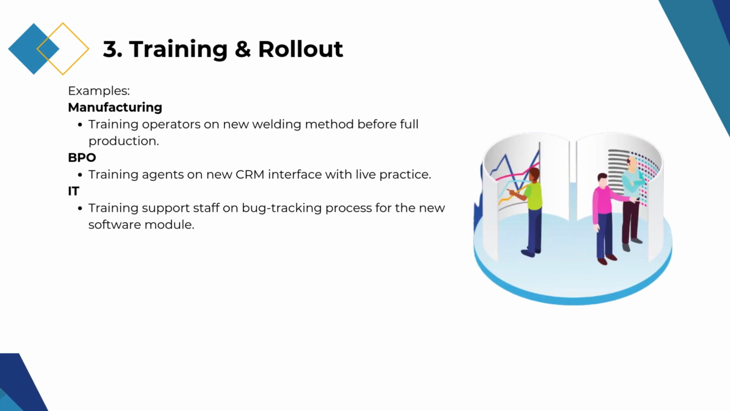This slide shows training examples across functions. In manufacturing, operators are trained on new methods before full production. In BPO, agents practice on the new CRM, and in IT, support teams learn the new bug tracking process. These examples highlight how training ensures confidence and readiness before rollout.